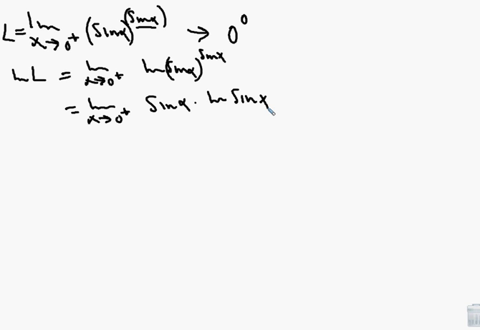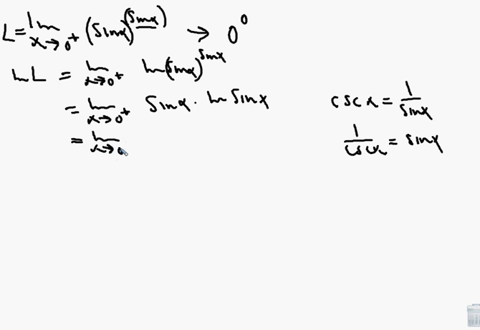But what we can do is say, well, we know that cosecant, not cosine, cosecant of x is 1 over sine. And so therefore, 1 over cosecant equals sine of x. We can take out that sine of x in the front and replace it with cosecant, and that gives us a fraction. So we have the limit as x approaches 0 from the right of natural log of sine of x over cosecant of x.